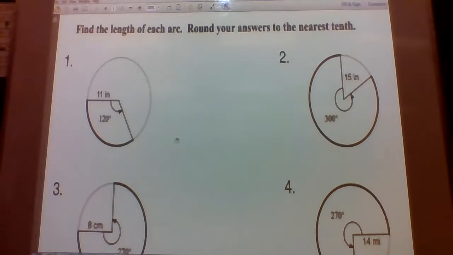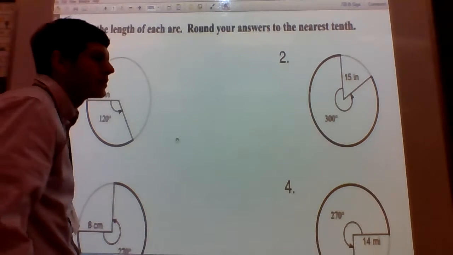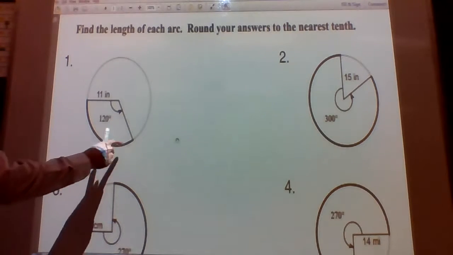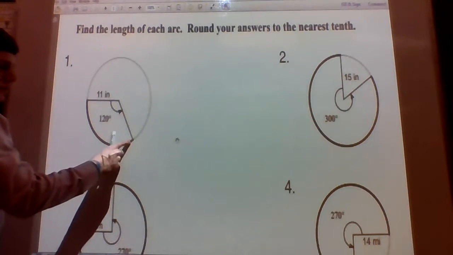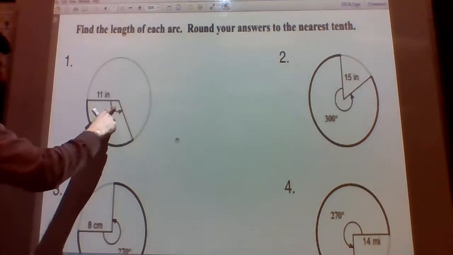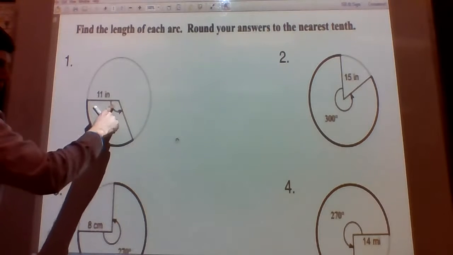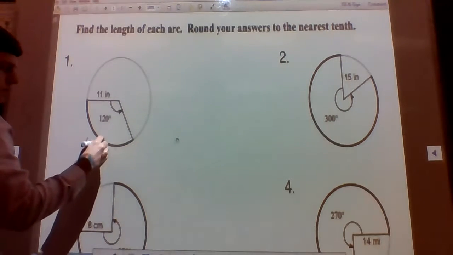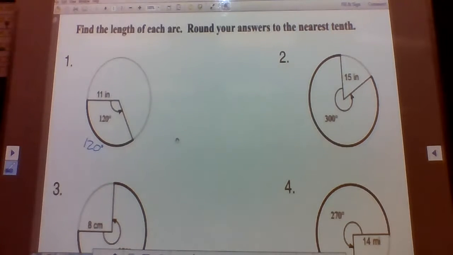Again, we want to remember that the arc measure is not the same thing as the arc length. The arc measure is out of 360, basically saying how much of the circle. A circle has 360 degrees. In this case, here's our central angle, 120. So our arc measure is 120 degrees out of 360. It's telling us what proportion, what part of the circle we're looking at.